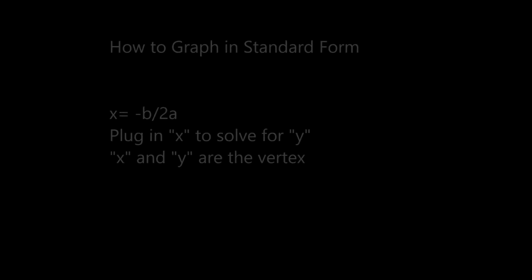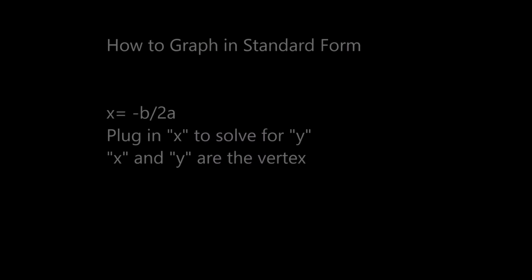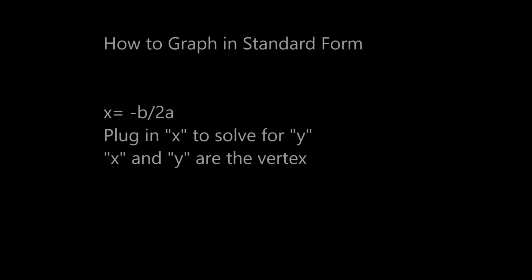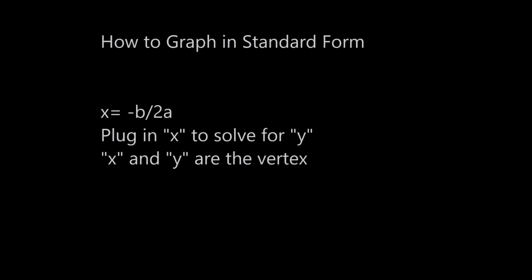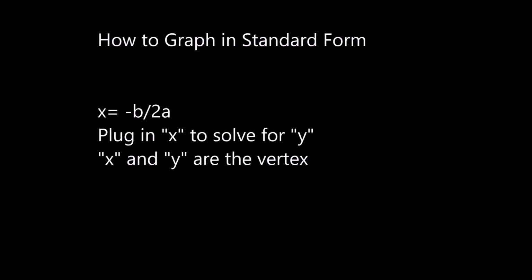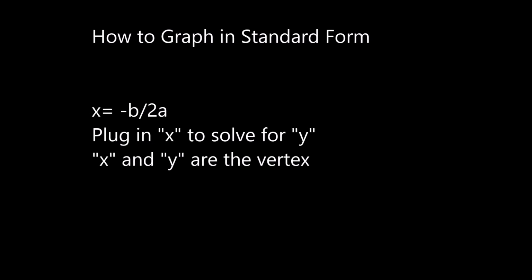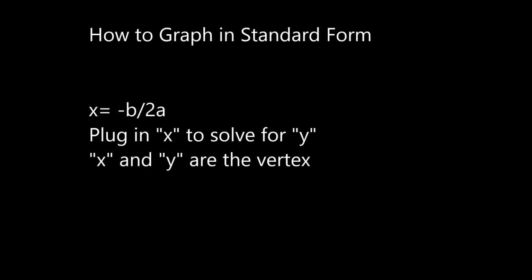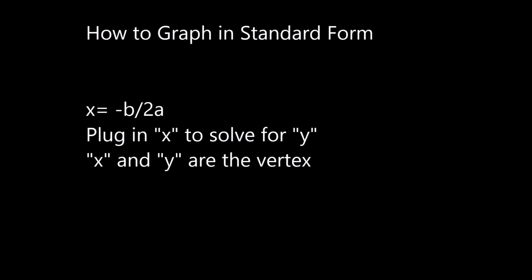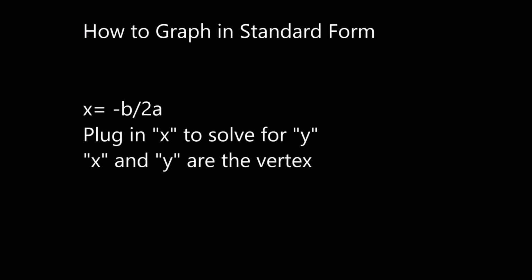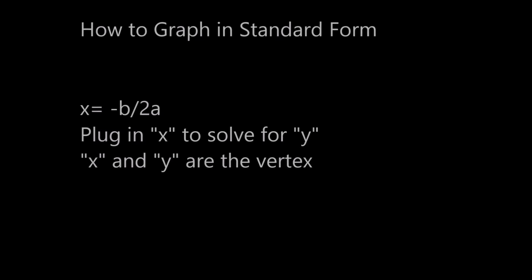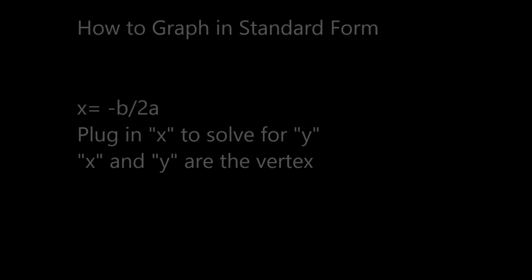Now, to actually graph an equation that's in standard form, you have to find a vertex first, which would require us to first find the x. To find the x, we have to use the equation x equals negative b over 2a. And after we get the value of x using this equation, we then plug in x, and that value will be y. This will give us our vertex.